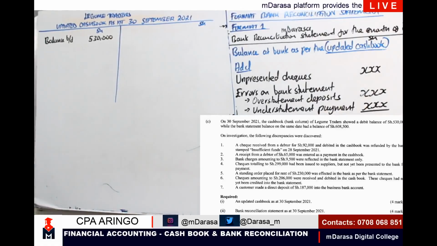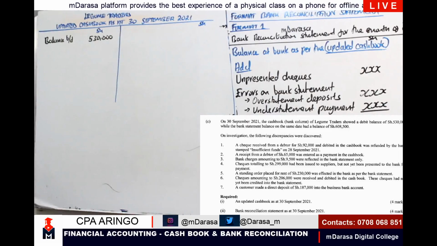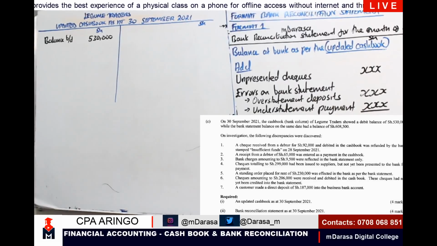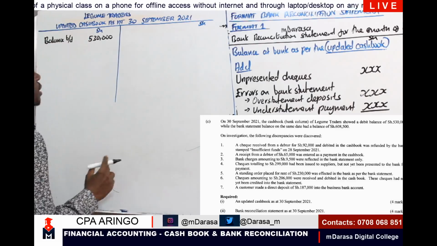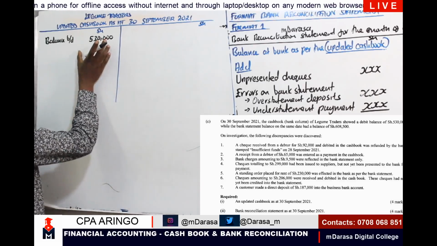Okay? Proceed to note 2, or rather the investigation. On investigation, the following discrepancies were discovered. Number 1, we are told that a check received from a debtor of 92,000 and debited in the cash book was refunded by the bank stamped insufficient funds. So I'm having a dishonored check, right? We're having a dishonored check. This is what happened. When our debtor paid, we recorded it as if we have received it.